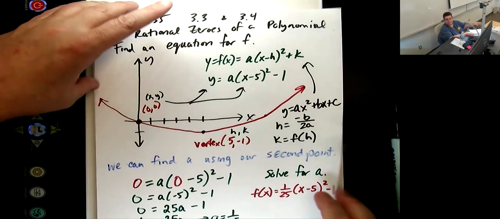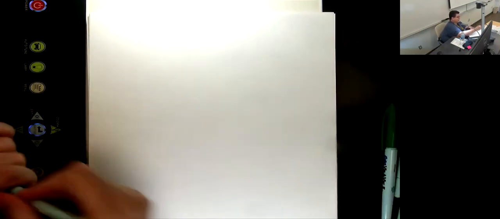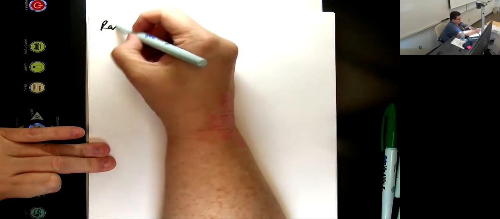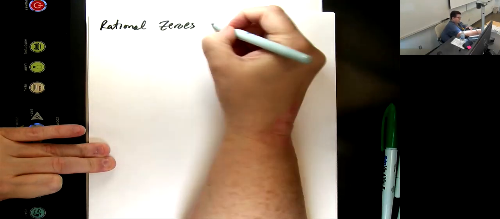All right. So we had some crappy topics in this chapter. It was busy. One of them was finding the rational zeros, or P over Q's. Rational zeros of polynomials.